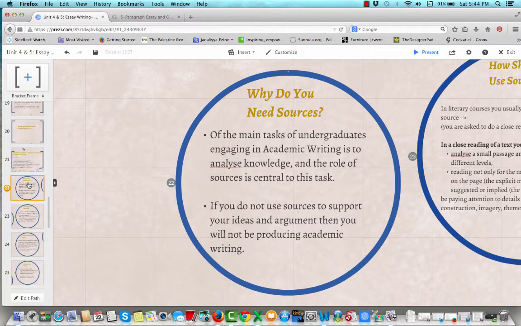So you also need sources to support your ideas and arguments. Because if you don't do that, guys, that's not really academic writing. If you don't produce sources, it's really an opinion piece, right? You need to support your argument, and the only way to do that is to bring in sources.